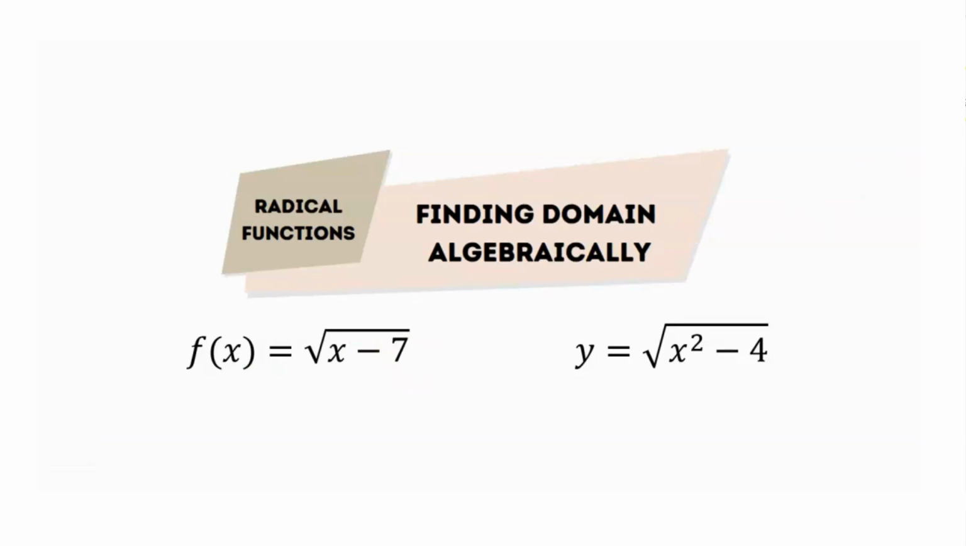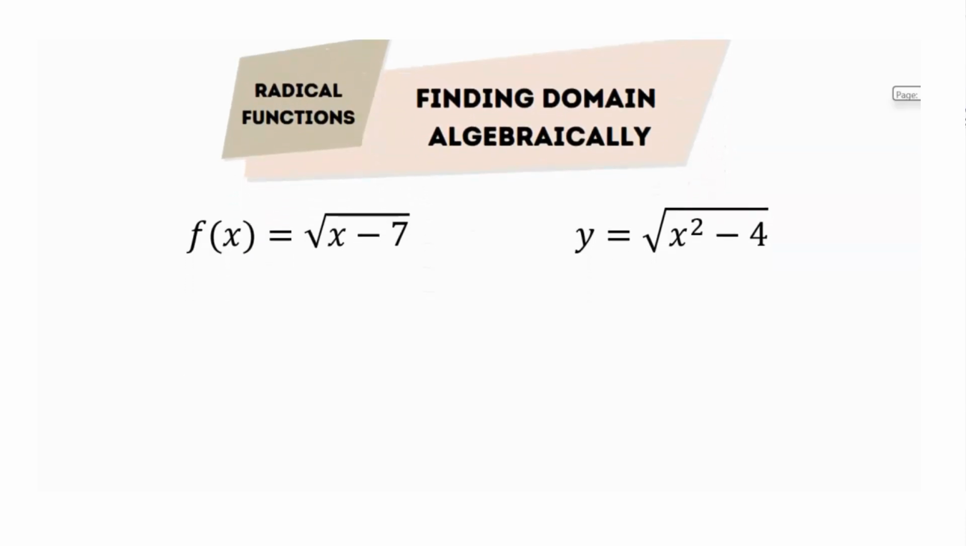Okay, so in our next case scenario, we're going to be finding the domain algebraically, but we're dealing with radical functions now. We want to remember that with radical functions, if we have an even power, what's inside the radical can't be less than 0. All right, so our first case here, we have f of x is equal to the square root of x minus 7. The square root is 2, so this is an even power.